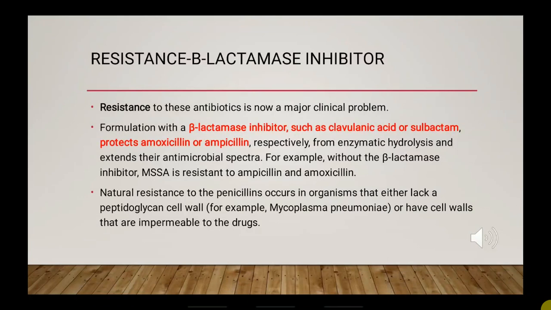And you have to find another drug. You have to find another drug to treat this bacteria. اعتقد هسه صار الموضوع واضح so far.